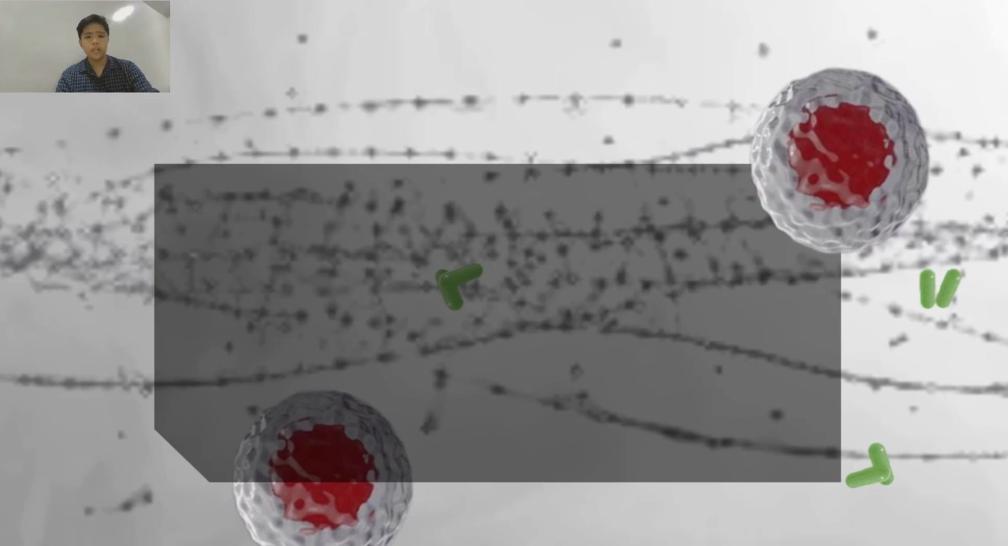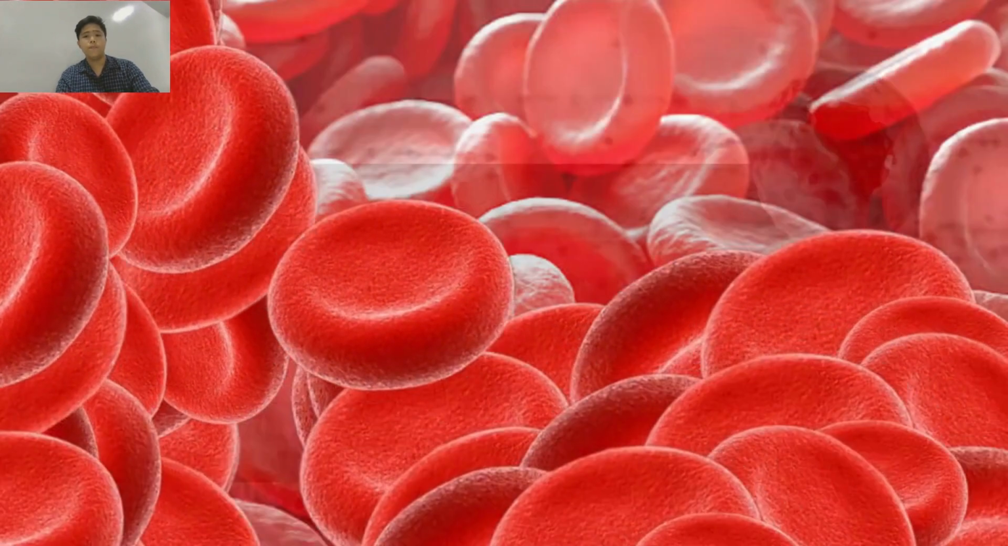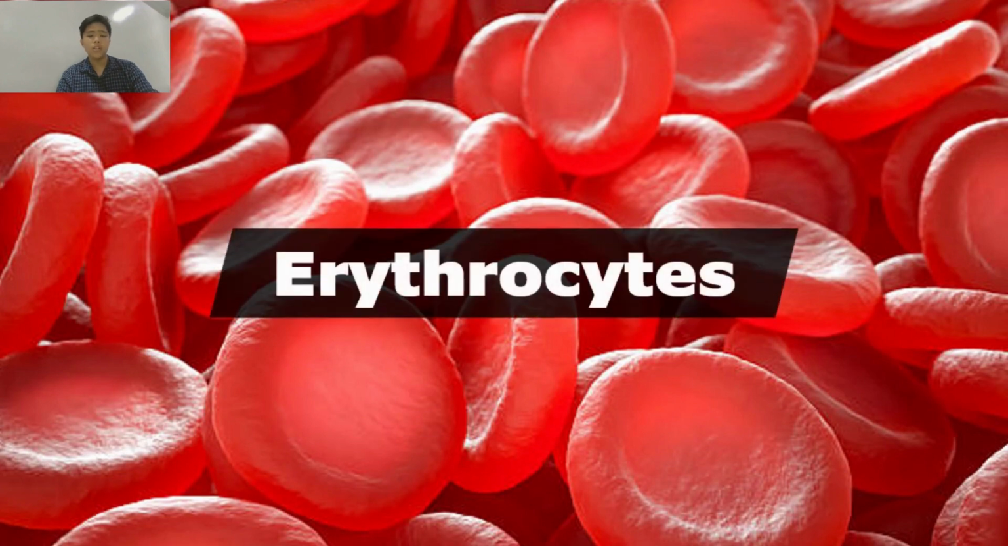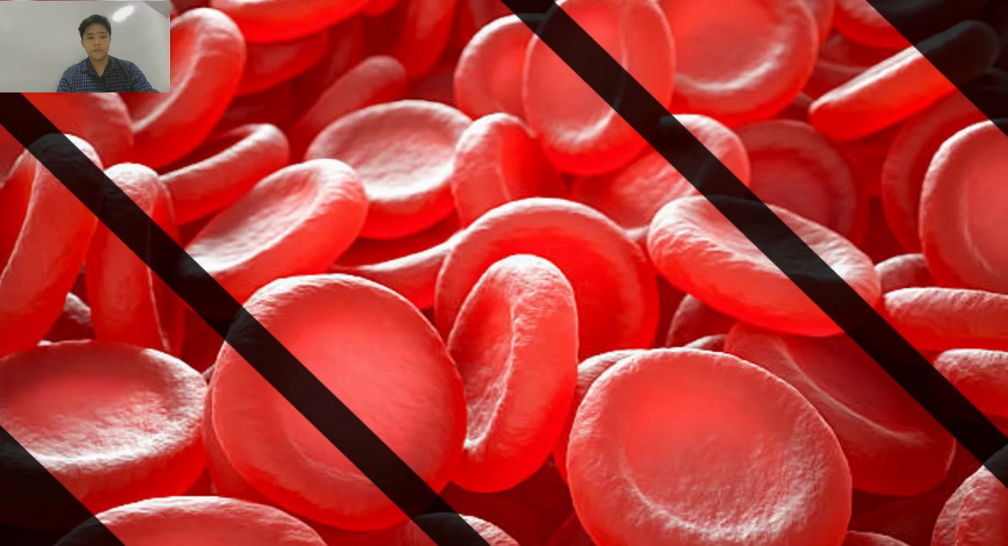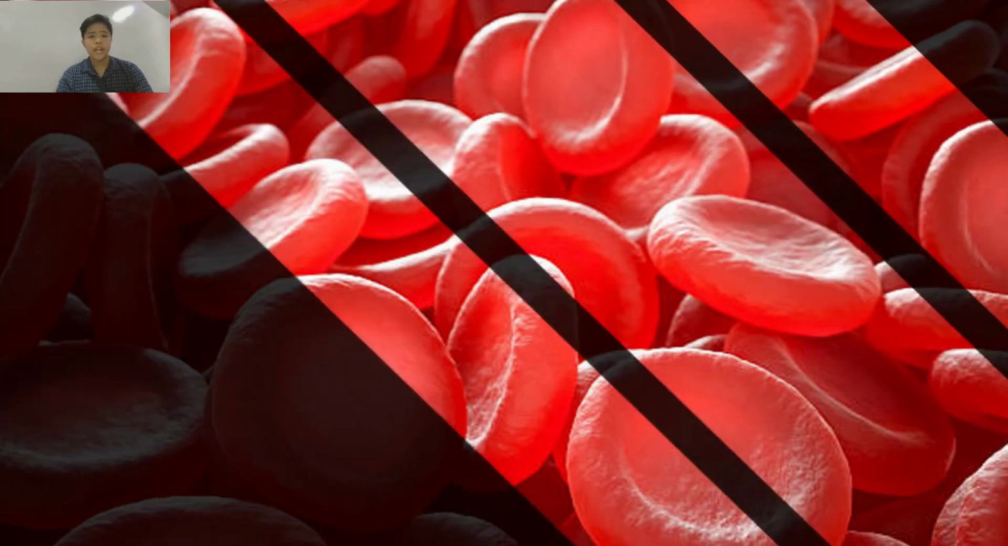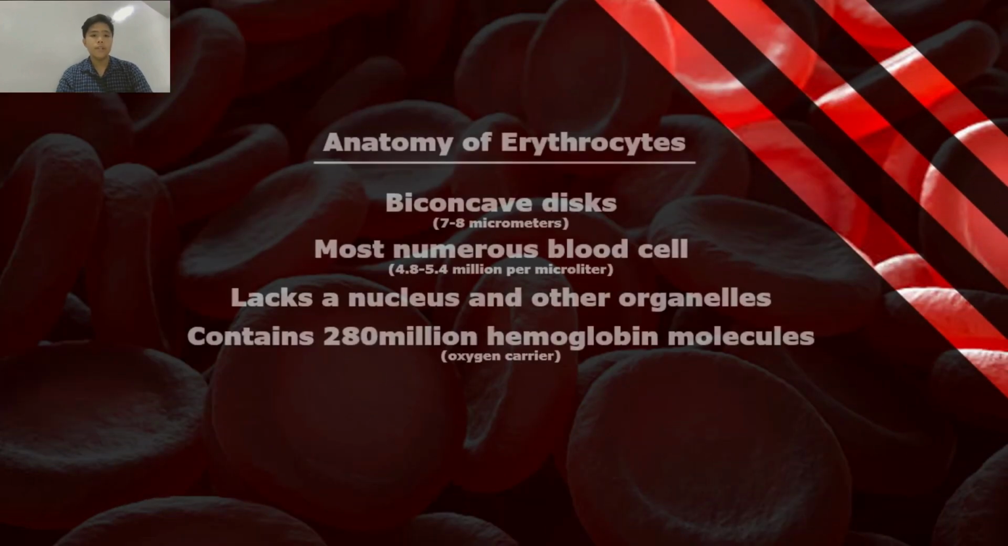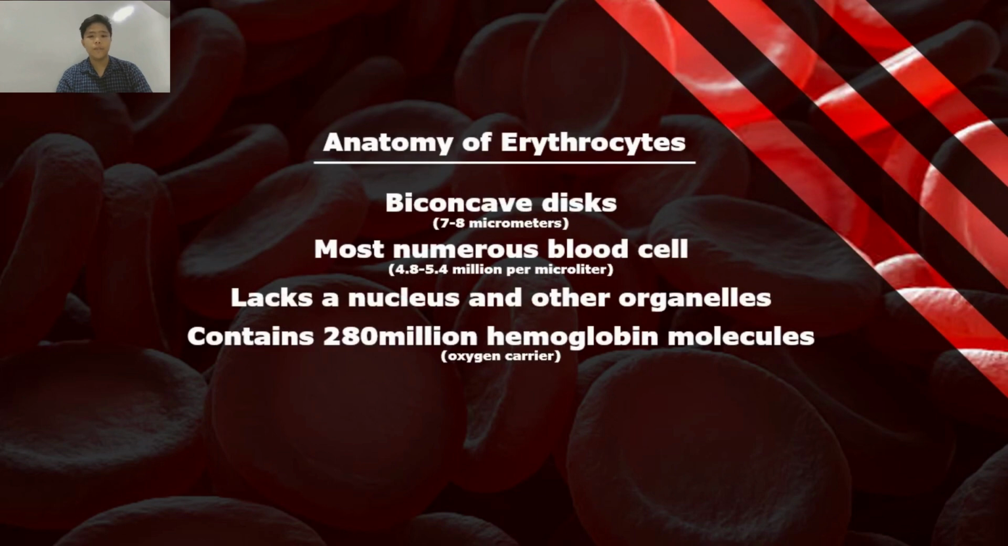The next cell we will learn is about erythrocytes or RBCs. In here, we will learn the anatomy, function, lifespan, and production of RBCs. First is the anatomy. RBCs have a biconcave disc-like shape, which is 7 to 8 micrometers in diameter. So basically, their shape is like a dome, but without a hole. Instead, the middle portion is sunken or it has a crater.